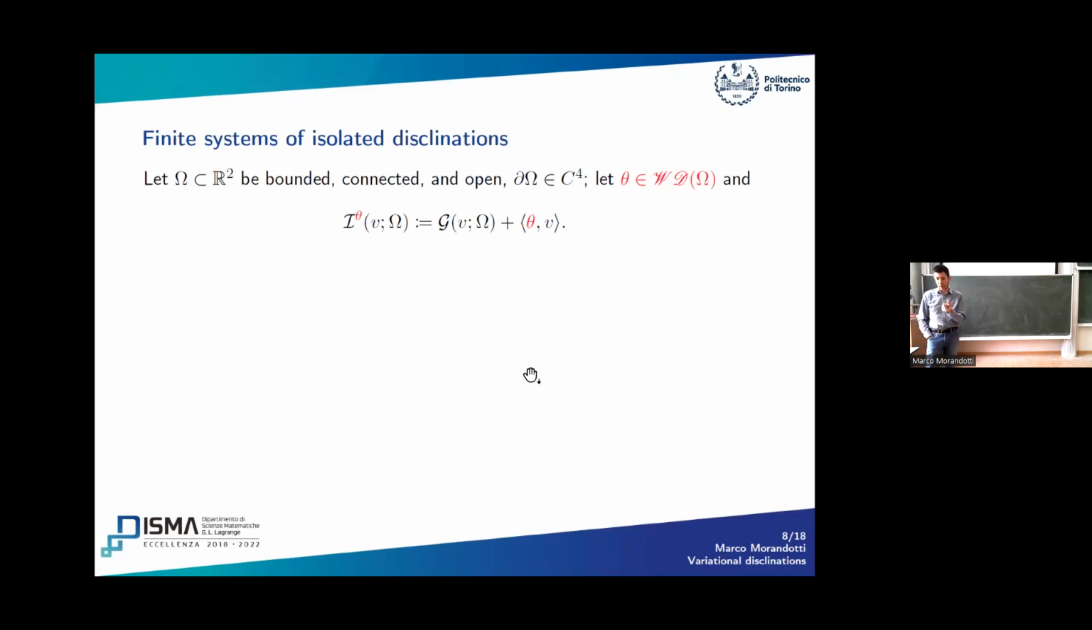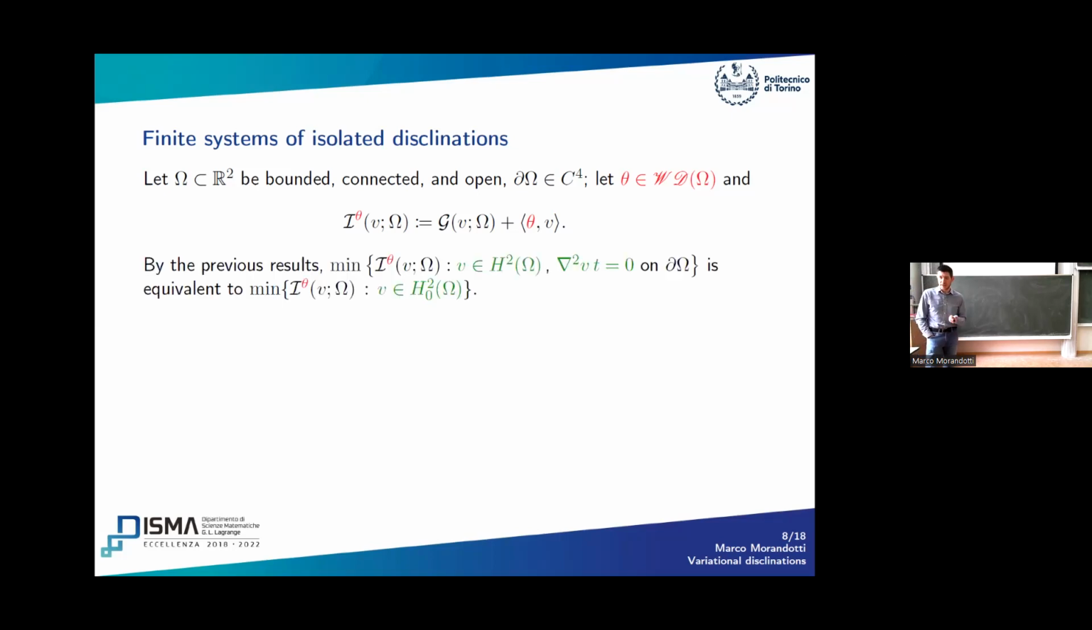Then we came up with this functional I, which encodes the G functional that I introduced in the second or third slide. So this one is the elastic energy written in terms of the Airy stress function. And then we added this term, which, if theta is a measure, needs to be understood in the sense of duality between measures and functions. And we take this duality between the measure theta and the function v that describes the Airy potential, okay?